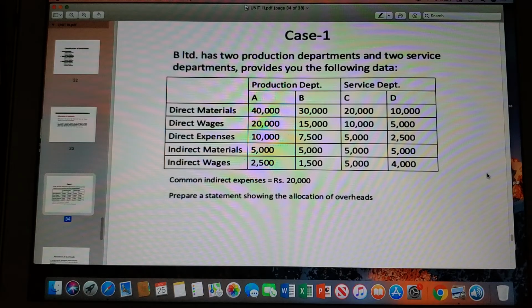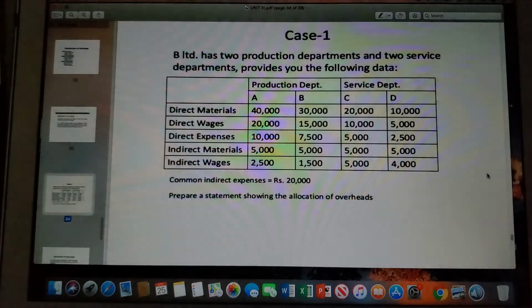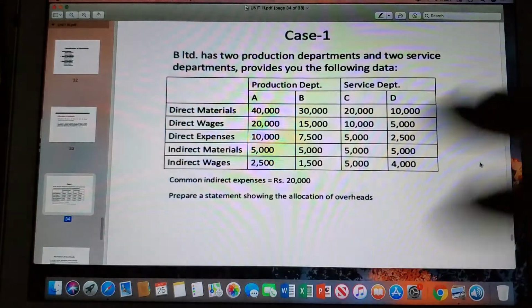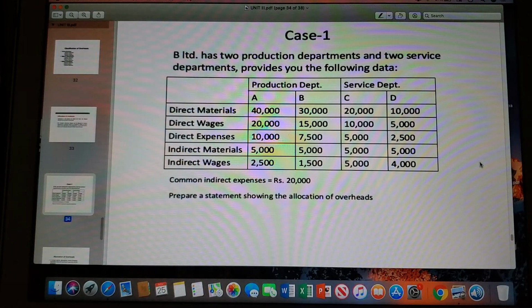Let me repeat. Case 1. B Limited has 2 production departments and 2 service departments. The production department has A and B, service department has C and D. So we are going to look at what is the data. Direct materials: for production department A it is 40,000, for B it is 30,000. Service department C it is 20,000 and D it is 10,000.